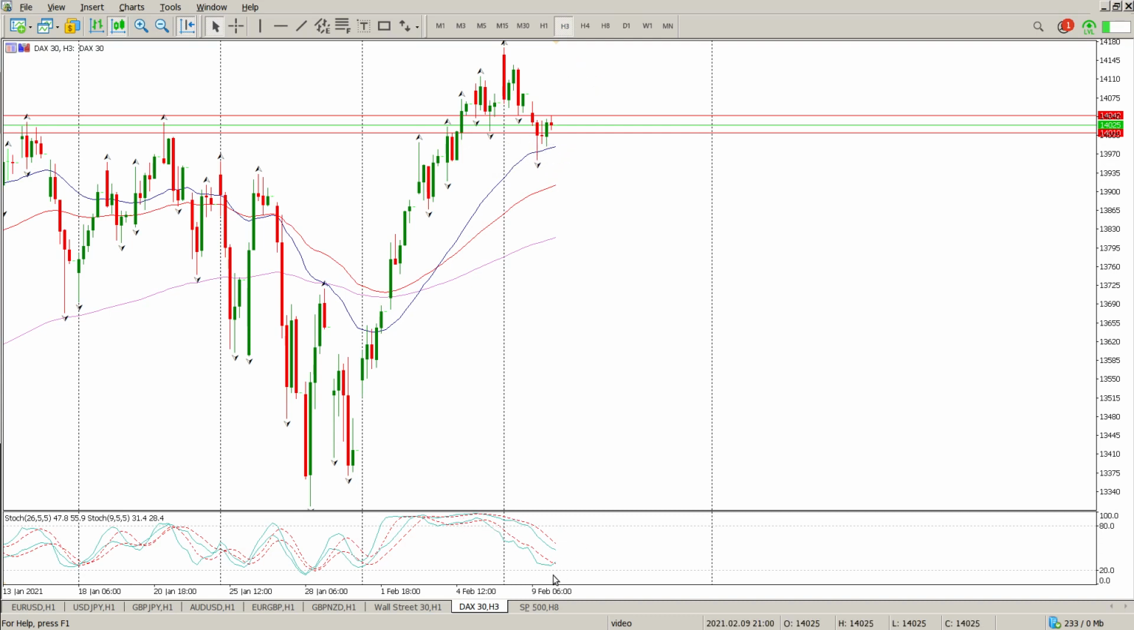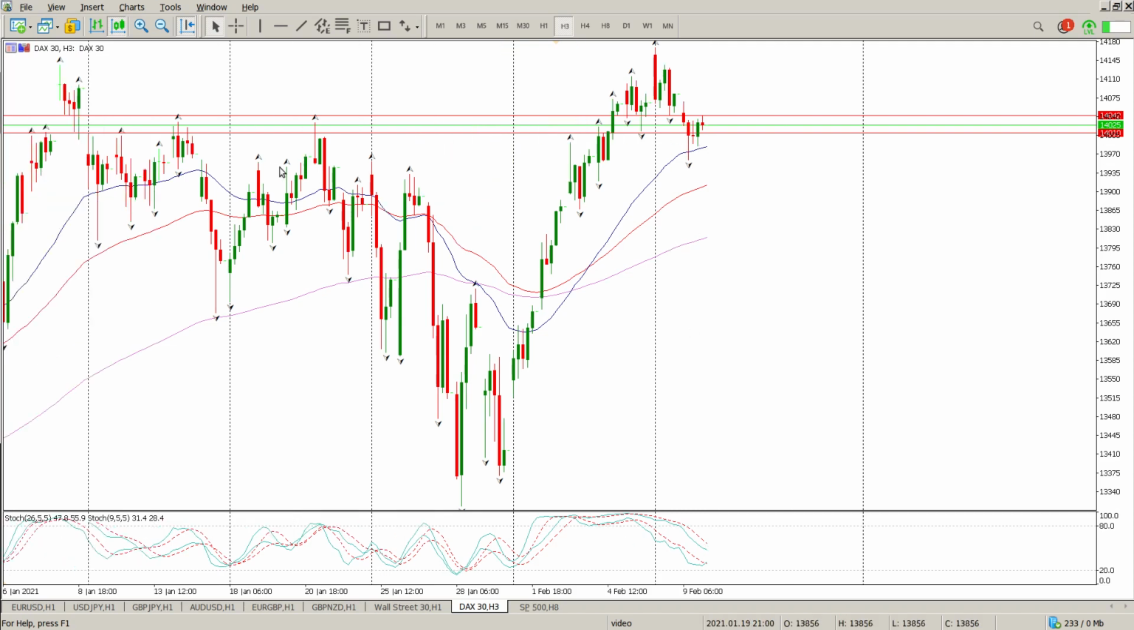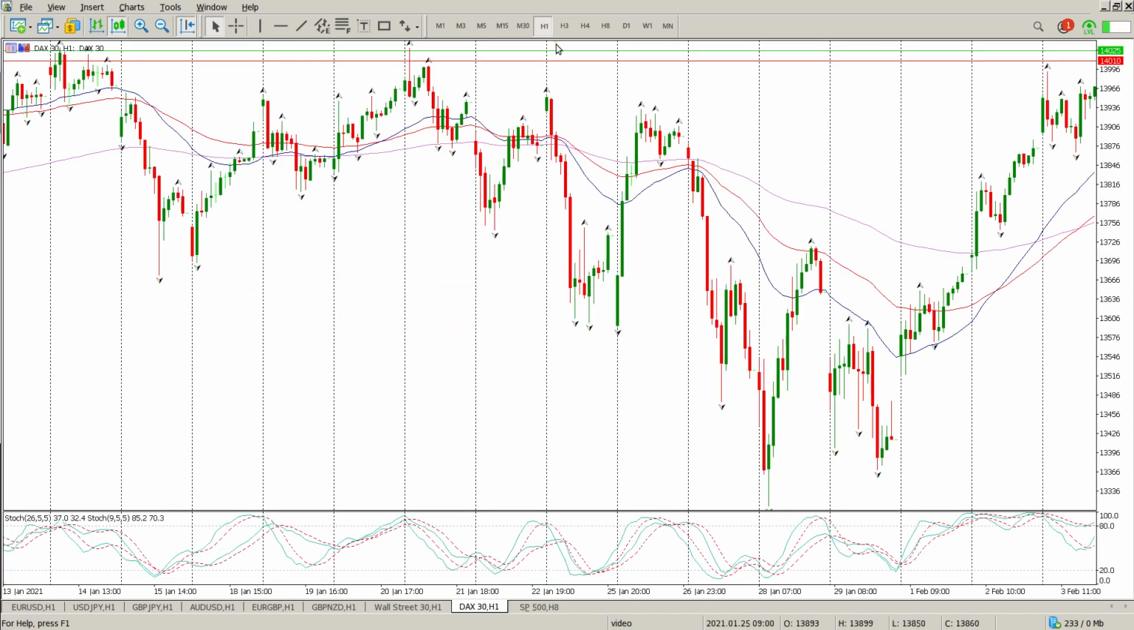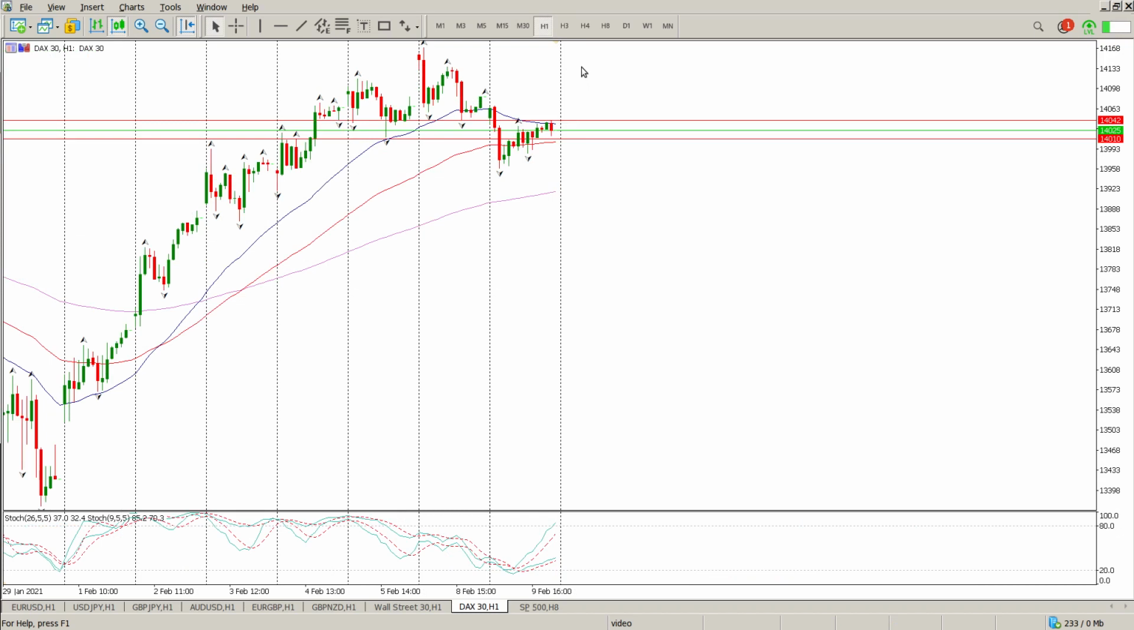Look at the oscillators at the moment. We've got one crossover, we should get another one. So this does look like it is testing that level, and we should see a continuation to the upside. So that's the play that we should have in our heads.